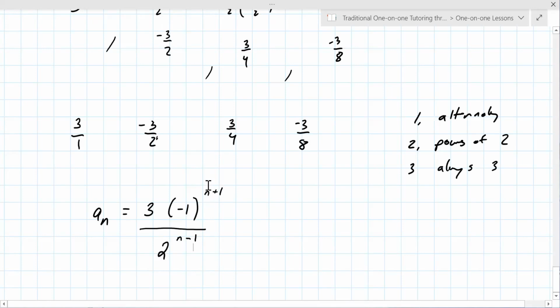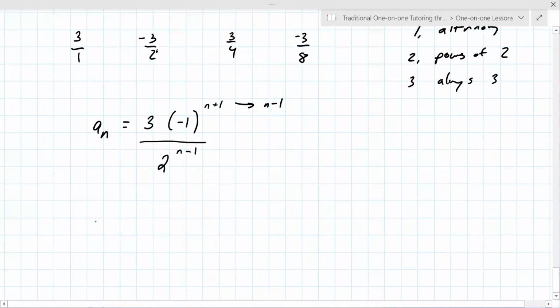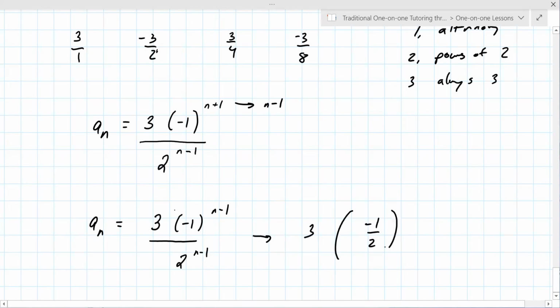And then maybe to be consistent, you might say, let me make this one n minus 1 also. Does it matter? No, it doesn't matter. However, if you wanted to do this the most compact way, you could write this as 3 times minus 1 over 2 to the n minus 1 power. That's the most compact way you could see this.